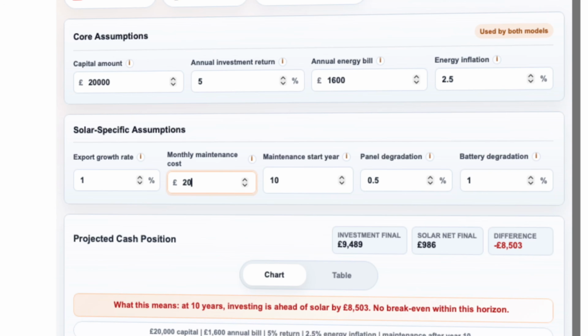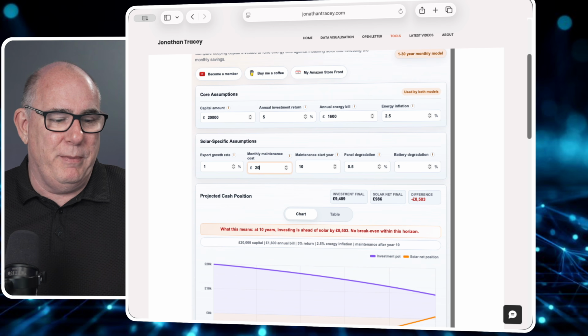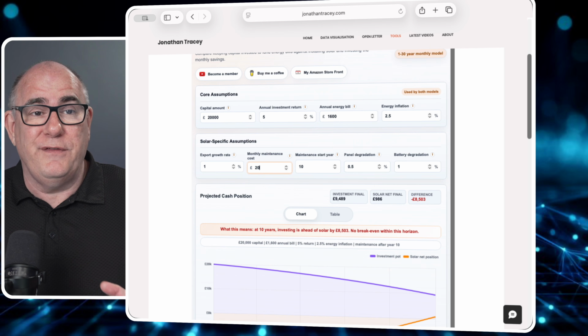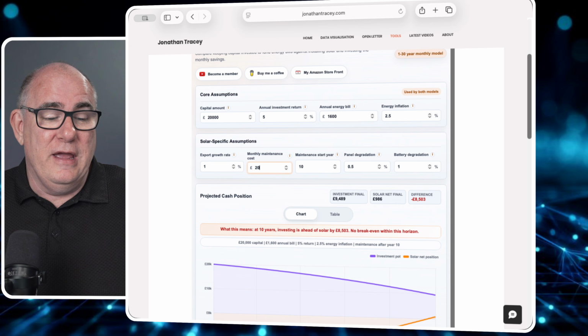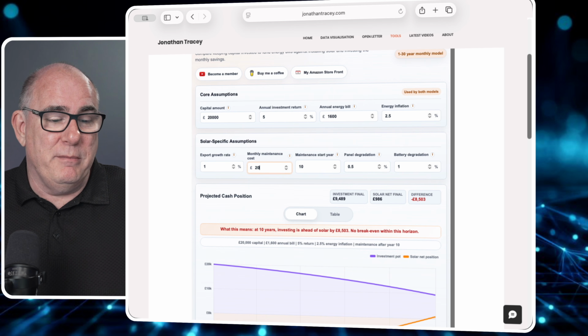And I'm going to work on the principle that about £20 a month, so £240, £250 a year, that I'm going to put aside to cover anything that pops up. So whether it's, like I say, a new inverter or new battery, we're going to save about £250 a year towards that. And as the system gets older and gets out of warranty, then we're likely to need that money.